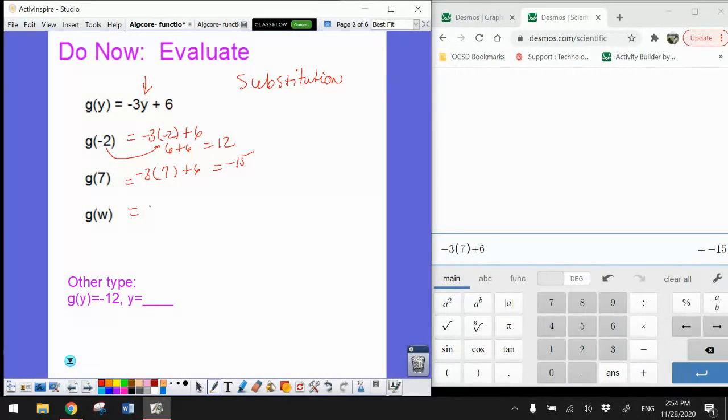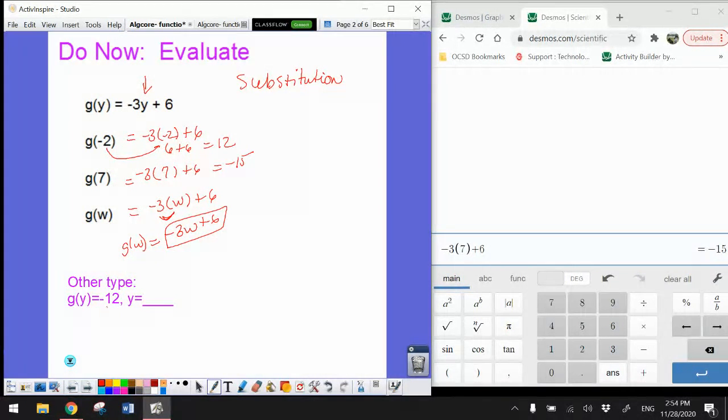And what is going to change this time? Well, this time I'm putting in a w. I'm putting in a w for the variable. So then am I actually going to come up with a number? No, I'm going to come up with another expression. I see that this, if I just simplify it, is negative 3w plus 6. I'm done. So if I'm asked to put in another variable, all I do is just put in the variable and then simplify.